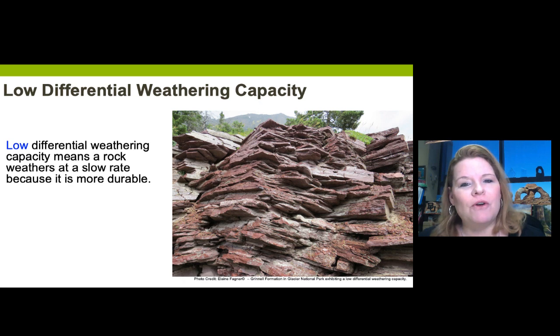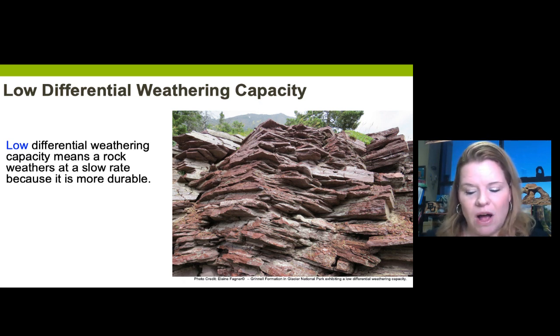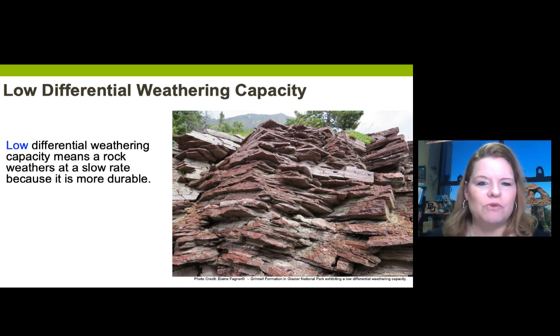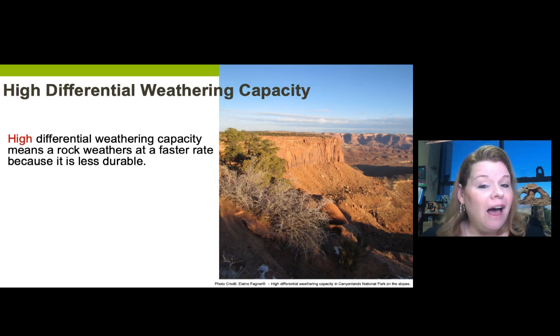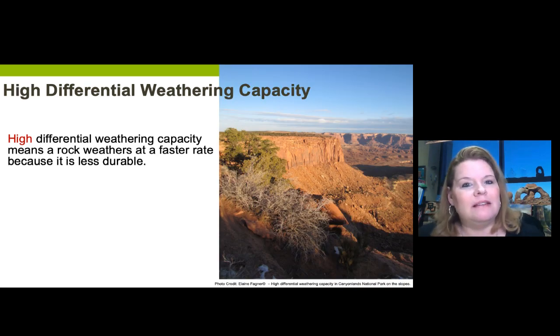People want to make it reversed, and it's easy to see why, but I need you to make sure you get those terms right. High differential weathering capacity. High doesn't mean it's strong, it means that it's weak. It means that it is prone to weathering fast.